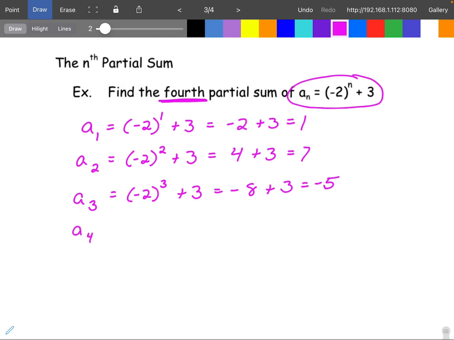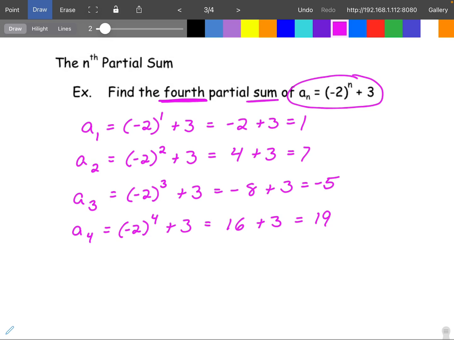Now, 4th partial sum, that means I need one more term. I need the 4th term. So now n is 4. So I have negative 2 to the n power, which is 4, plus 3. Now negative 2 to the 4th power is a positive 16. Then I add 3, and that gives me 19.